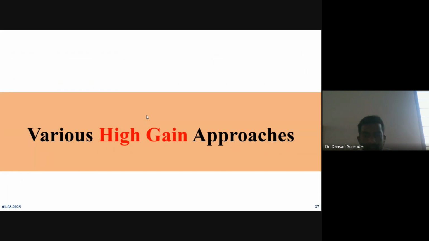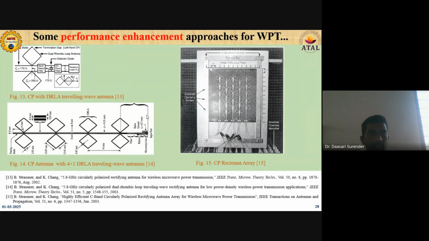Now we are focusing on gain approaches. Some of the articles are presented to give a better understanding. In figure 13, a traveling DRLA, that is a dual rhombic loop antenna, is shown. Only one pair of dual rhombic loop antennas is presented in figure 13, and in figure 14 an array of DRLA antennas.